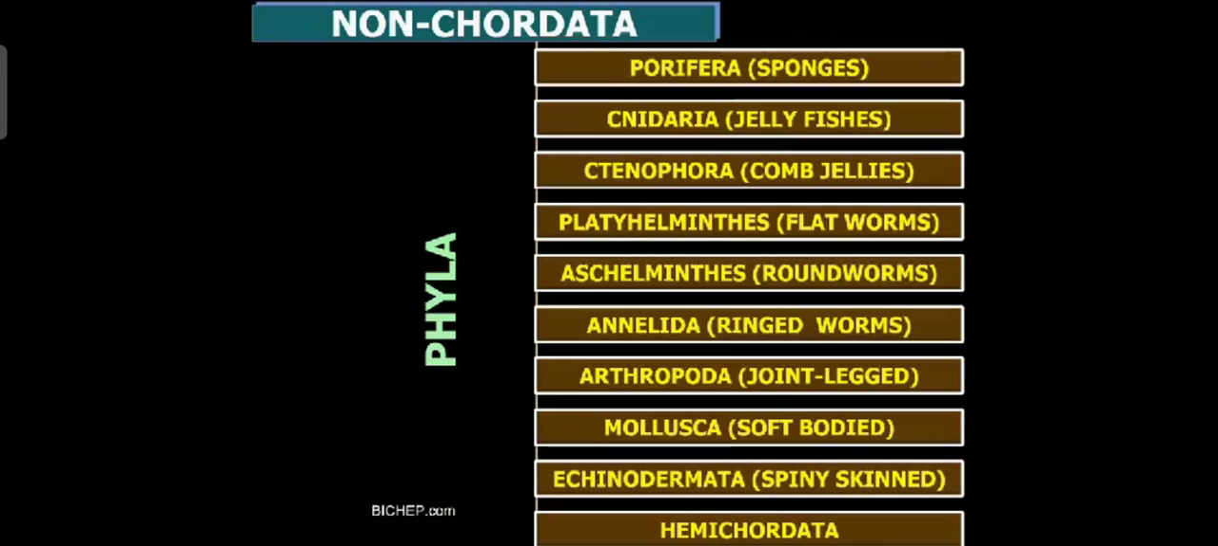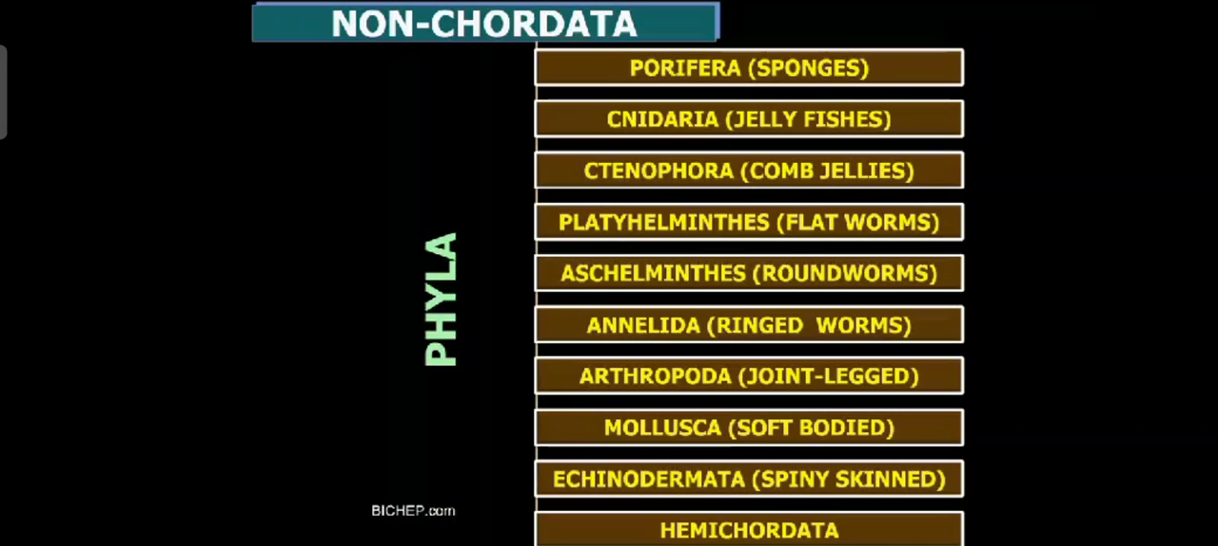Which are those? Phylum Porifera. So here sponges are included. Then phylum Cnidaria. Here all the jellyfishes are there. Phylum Ctenophora. All the comb jellies. Then phylum Platyhelminthes. That is, platy means flat, helminths means worm, flat worms are there. Then phylum Aschelminthes. Aschel means round, helminths means worms. So round worms will be there. Then phylum Annelida, ringed worms.